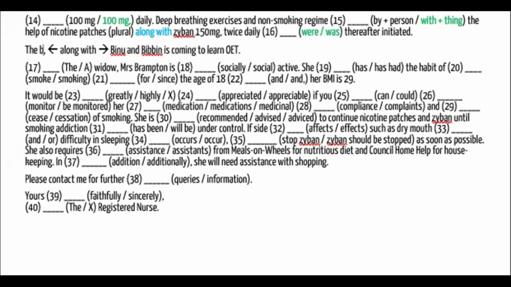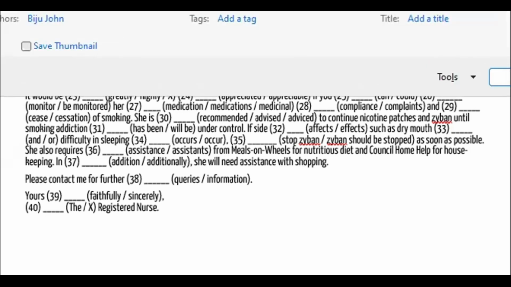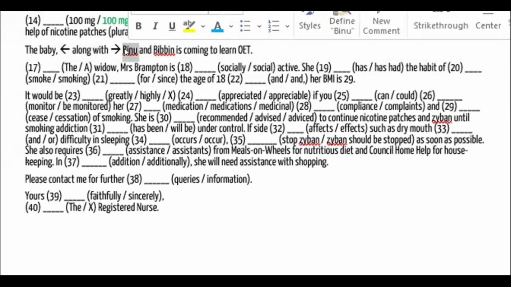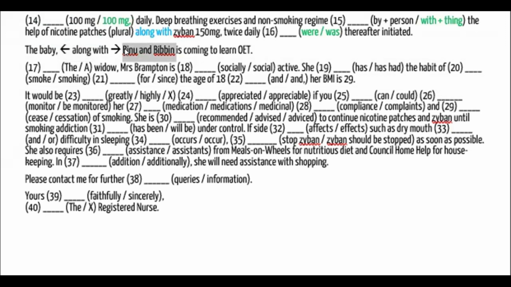So remember, this is the reason why: the baby along with her or his parents... usually with babies we say "it", but these days it's not "it". Her parents is or are? Is. The baby along with her parents is being admitted. That is the reason for that. I hope it is more clear to you.